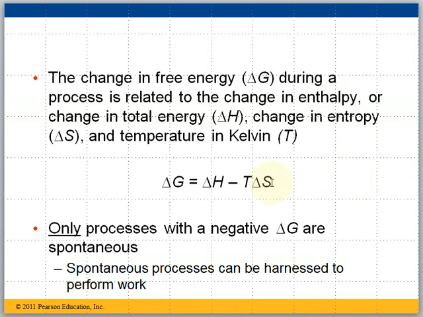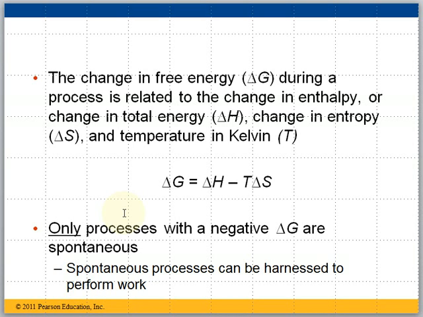I don't want you to worry too much about this formula because we won't be using it directly. I just want you to know that what this formula tells us is that only a process with a negative change in free energy is spontaneous. In other words, you can only step down. Only a process that will step you down in total free energy left over is going to be spontaneous. And that kind of makes sense.